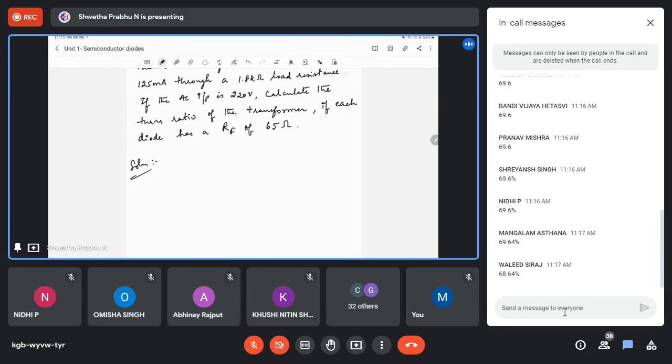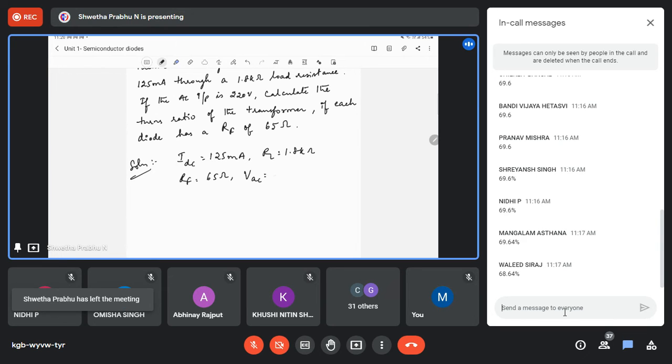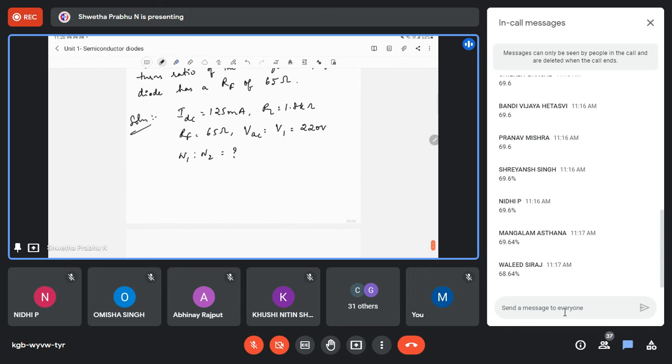Okay, listen here. First, let me list out the parameters, whatever they have given. IDC is 125 milliamperes. They have given load resistance, that is 1.8 kilo ohms. Forward resistance 65 ohms. VAC they have given, that is V1, right? That is 220 volts. And they're asking you to calculate the turns ratio, N1 is to N2. This is the question.